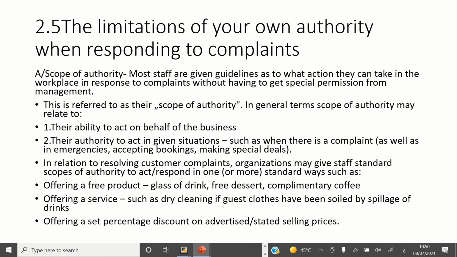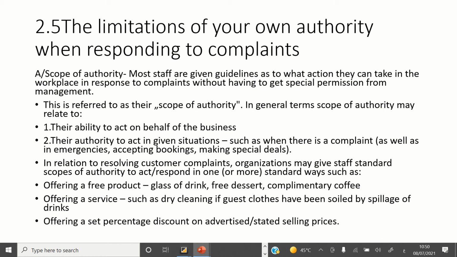For most staff in hotels, they will be given a guideline as to what action they can take in the workplace in response to different complaints without having to get special permission from management. So they will know the scope or the area where they have to fix any complaint. This is called the scope of authority. The authority given to a receptionist is different from the authority given to the executive or guest relations managers.